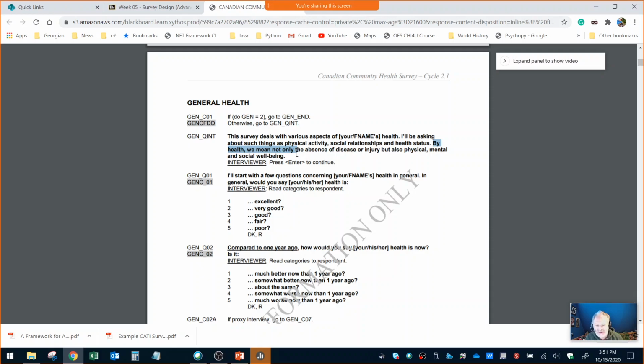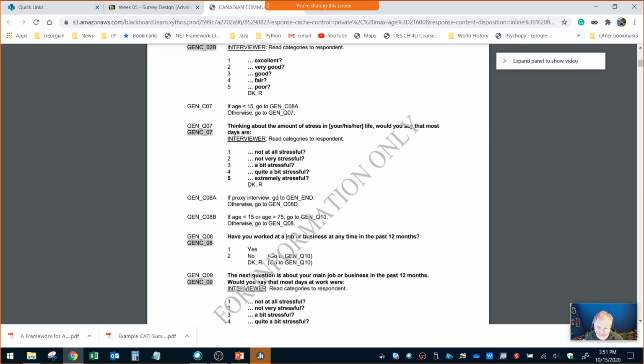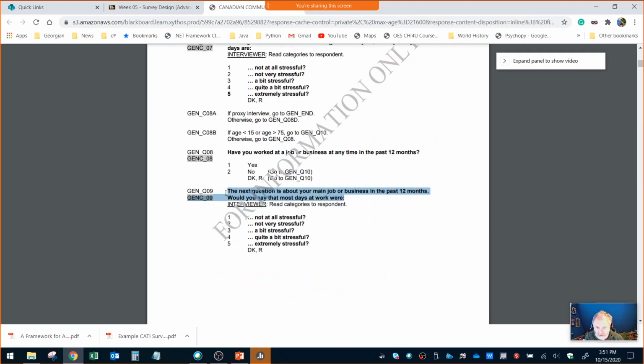So here's a general category of questions. So they're general health. The next question is about your main job. So there was a switch of topics. Right here, how have you worked at a job or business in the last 12 months? So now they're doing a bit of a switch from the health ones. And then they're kicking into volunteerism.